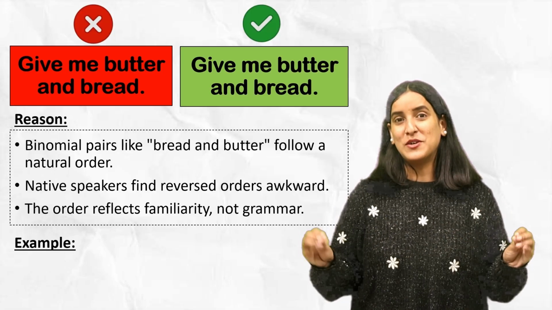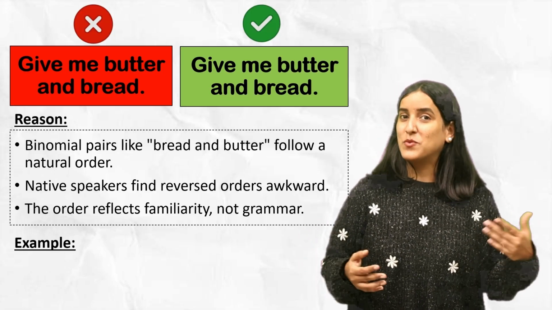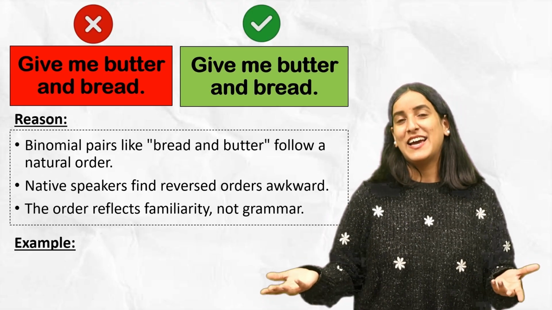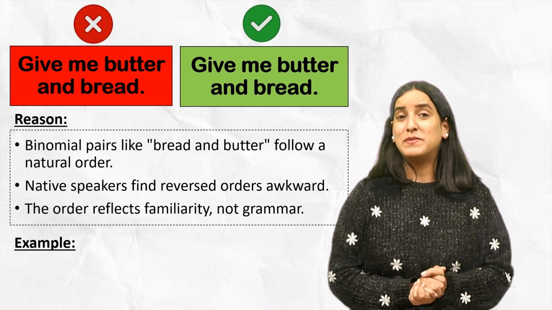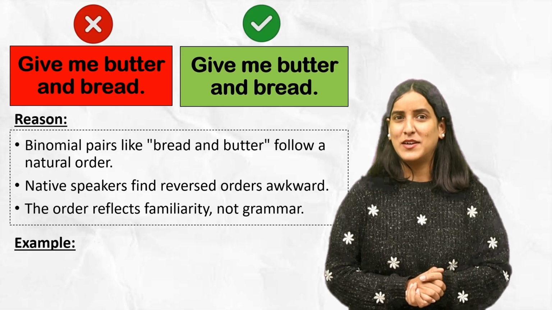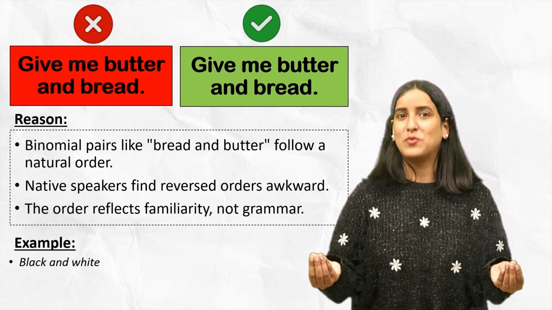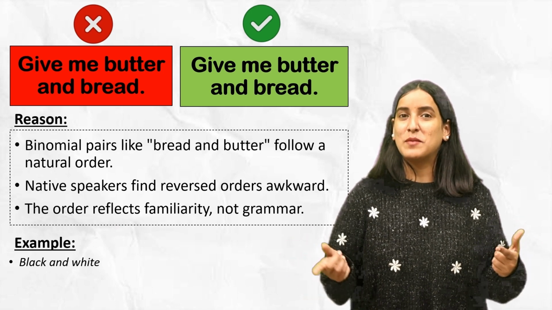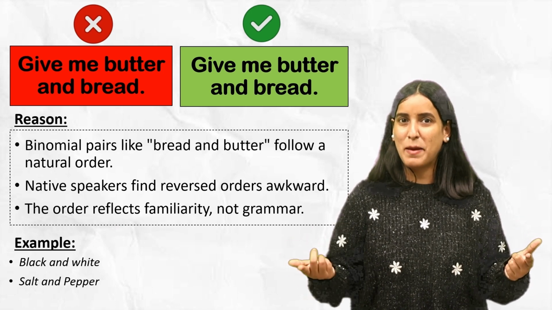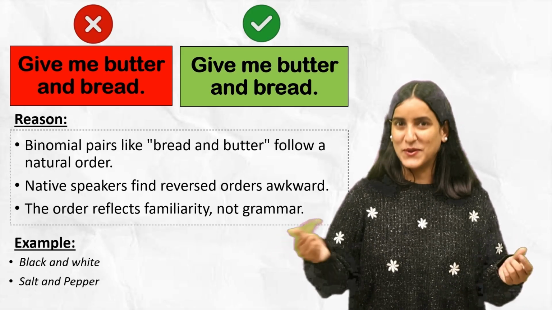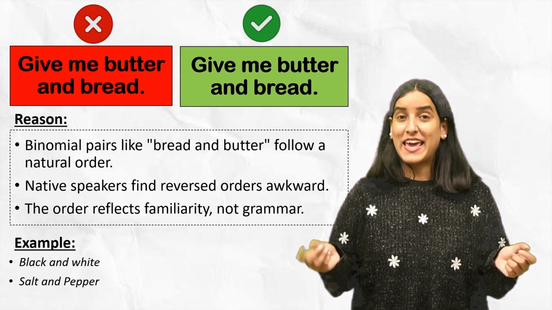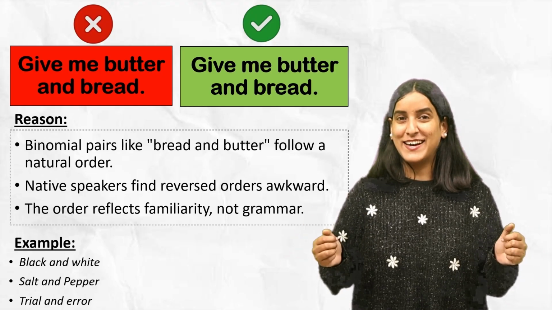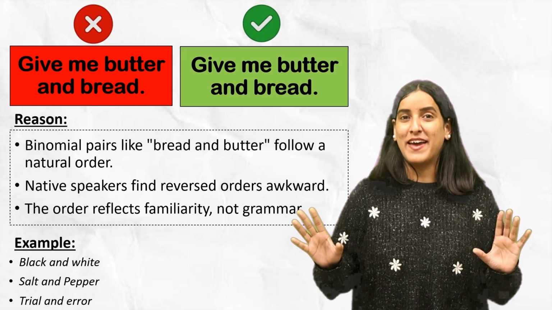So that's why it is incorrect and we call it binomial pairs. Okay, now this order often depends on conventions, it depends on rhythm, it depends on familiarity, right? Let me give you some more examples. How about black and white? We don't say white and black, we often say black and white, right? It sounds better than white and black. What about salt and pepper? Salt and pepper is more natural than pepper and salt, right? Error and trial. We faced error and trial, right? Again, another binomial pair, right?